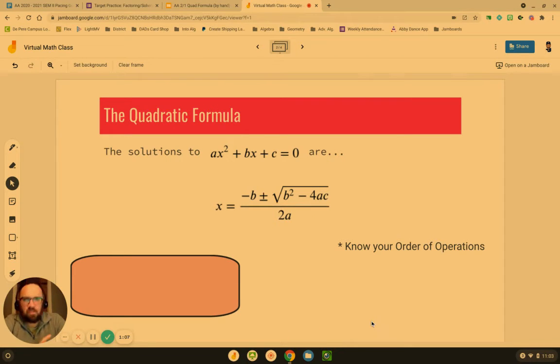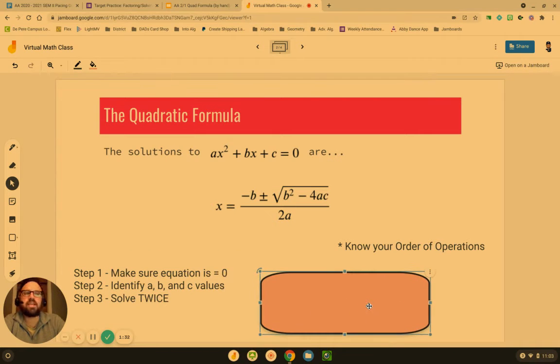All right. Now, a couple things you want to make sure you know. First, we have to know how to use order of operations here. We've got to perform everything underneath the square root sign first; this radical sign is like its own set of parentheses. So we've got to figure everything out there first. And we don't divide by 2a until the very end. That's the last step.